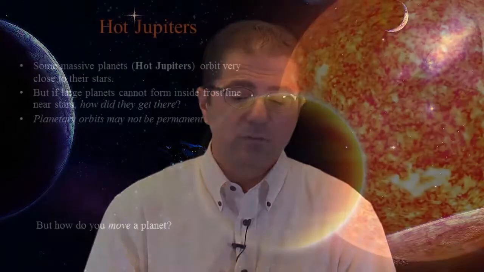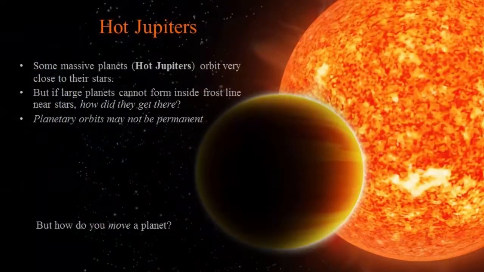So this was a very interesting problem that arose as we began to discover these large planets orbiting very close to other stars. How could you explain that? Well, these became known as hot Jupiters, so to speak. We picture a large Jupiter-type planet orbiting in close, and it would be very, very hot. So again, if they can't form there, how did they get there?